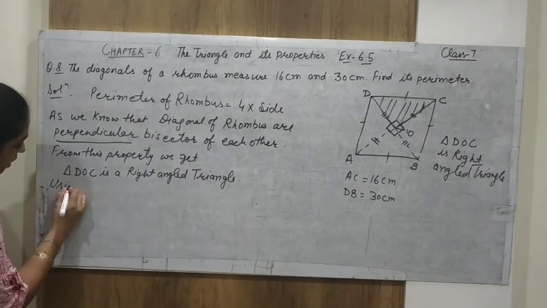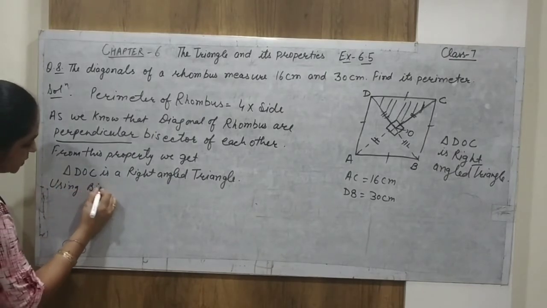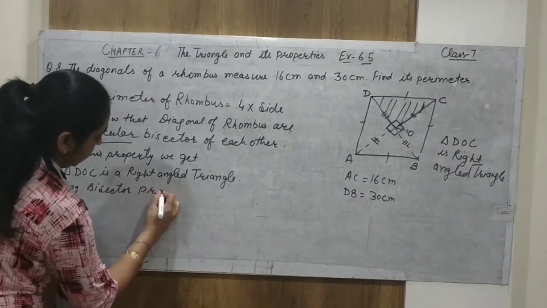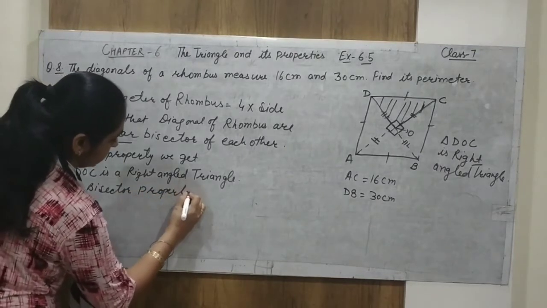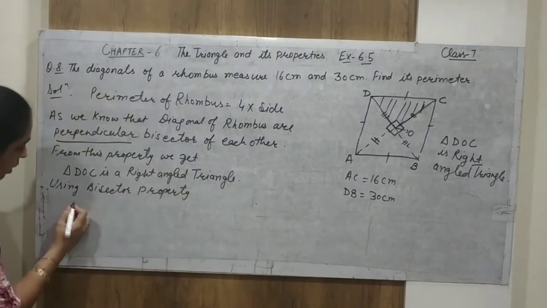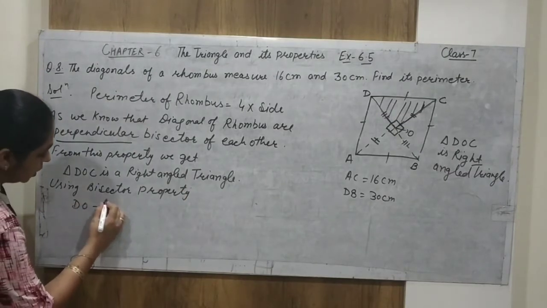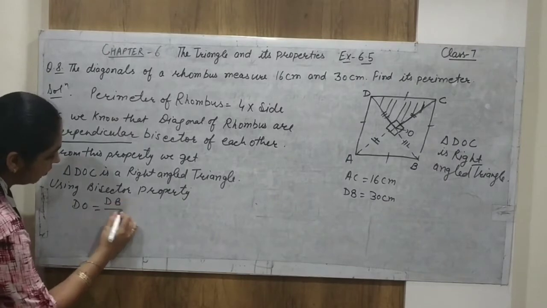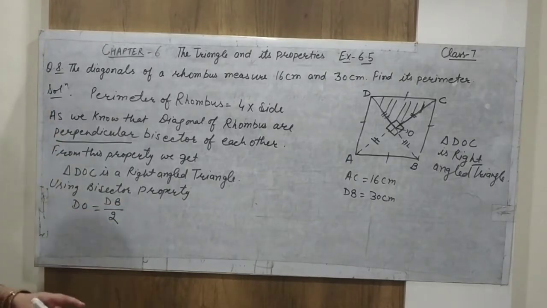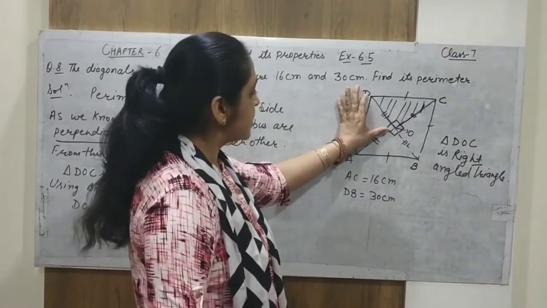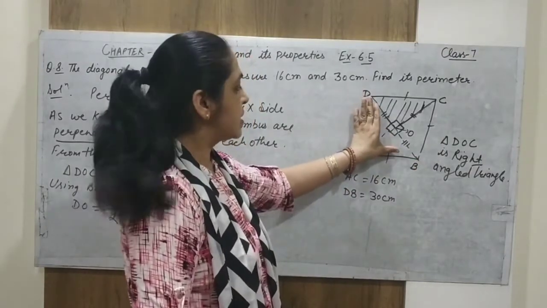Now, using the bisector property, DO is equal to DB divided by 2. This is DB, the complete length. This length is half of this complete length.